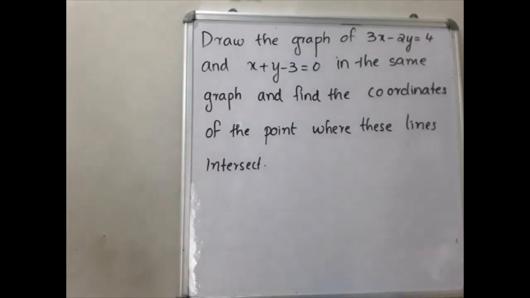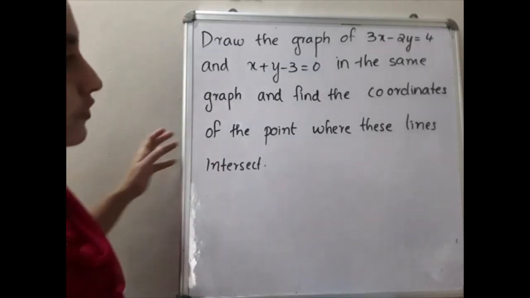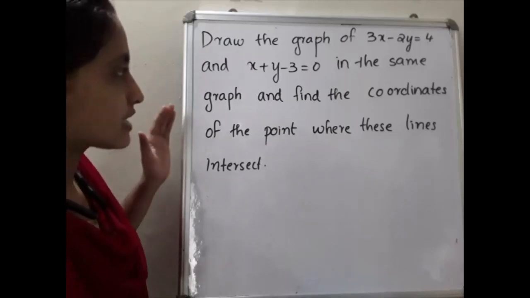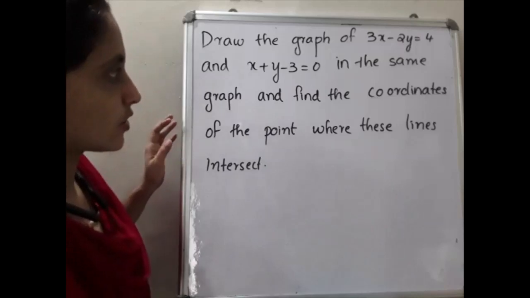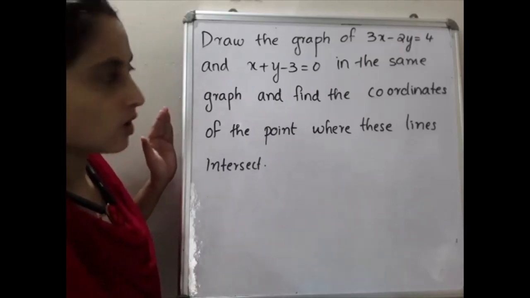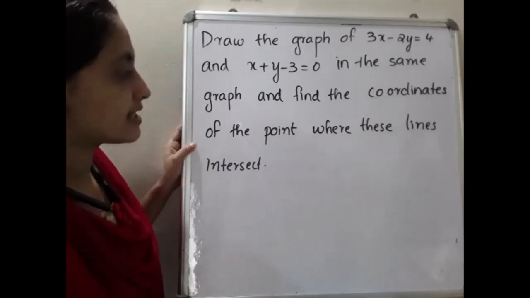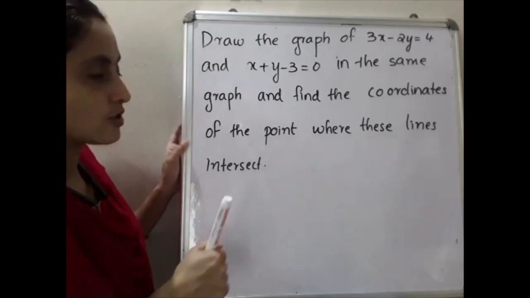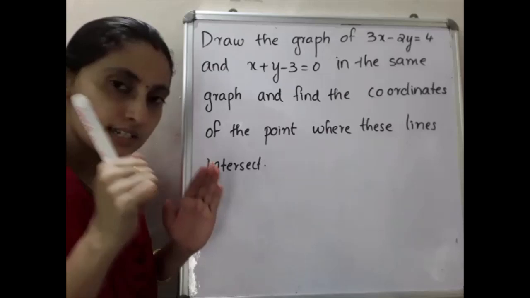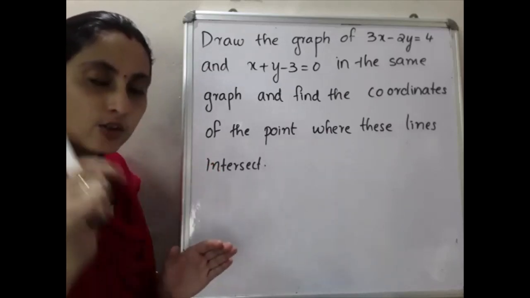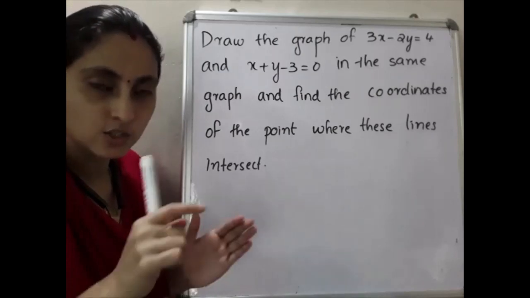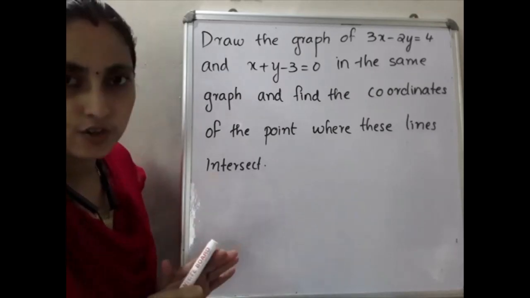Okay, so please write down the question. Draw the graph of 3x minus 2y is equal to 4 and x plus y minus 3 is equal to 0 in the same graph, and find the coordinates of the point where these lines intersect. That means you have to draw 2 lines on the same graph and find the intersection point of these 2 lines. That you have to find first.